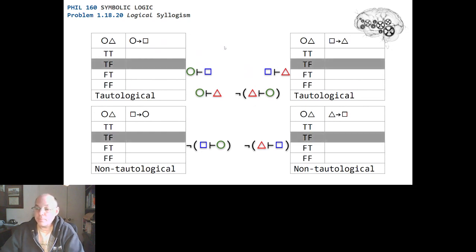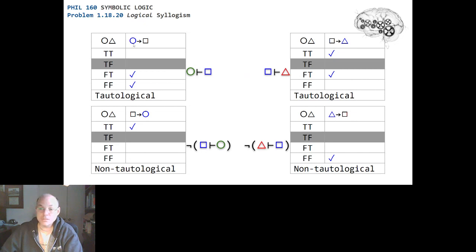Because circle, therefore triangle is a valid argument, T and F doesn't exist anywhere. So we go ahead and darken out those rows in each of our tests. We don't even have to evaluate them. They don't exist, because that's what we're told in our conditions. Additionally, certain values of the conditionals are defined independent of the value of square. It doesn't matter what square is.